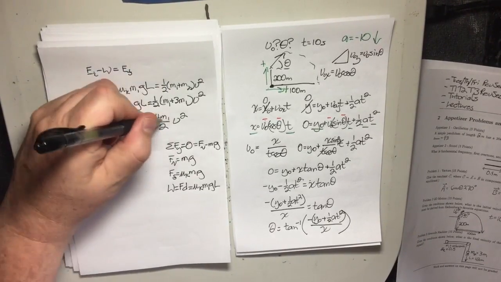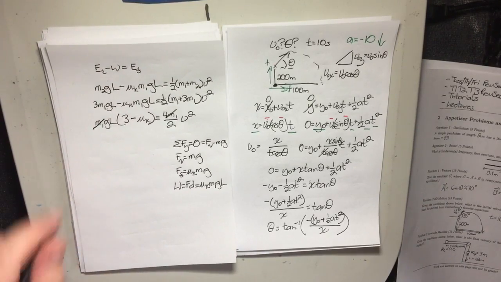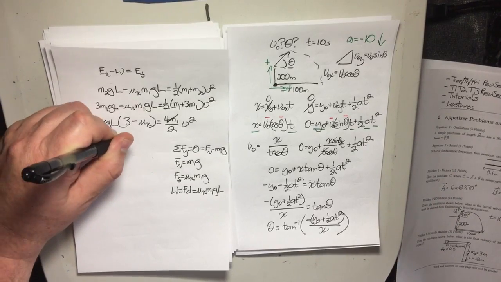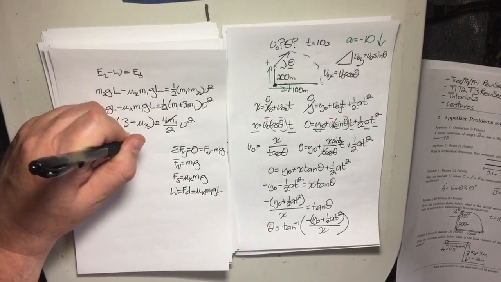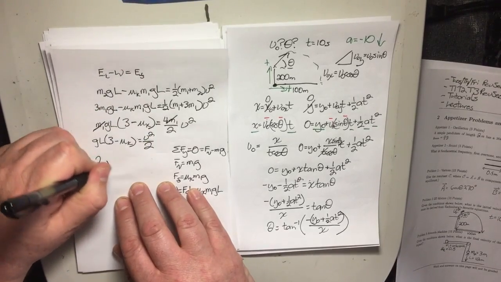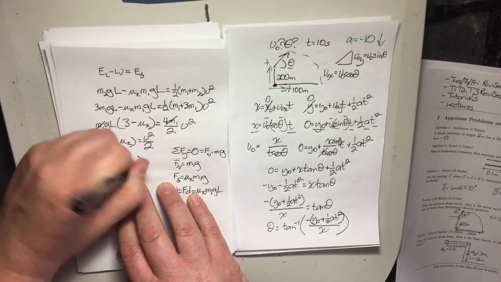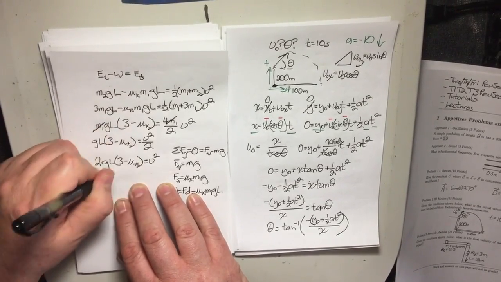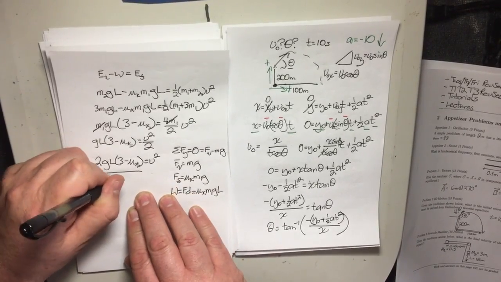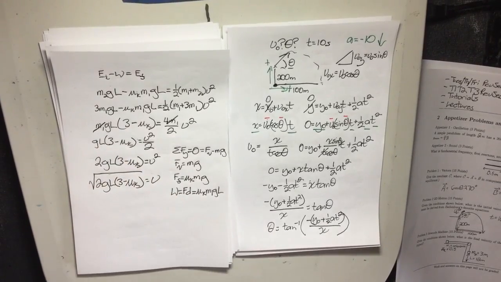I did not give you the mass M1 because it is unnecessary. So GL times 3 minus mu sub K is V squared over 2. So 2GL times 3 minus mu sub K is equal to V squared, or the square root of 2GL times 3 minus mu sub K is equal to V.